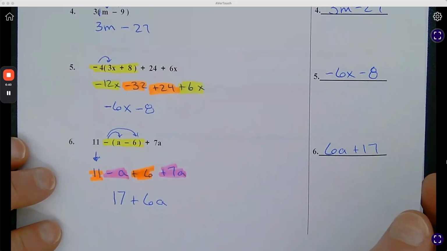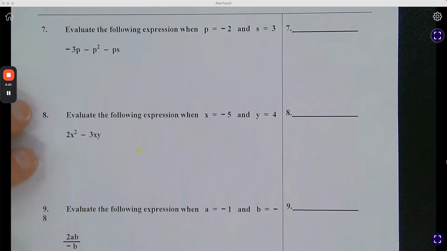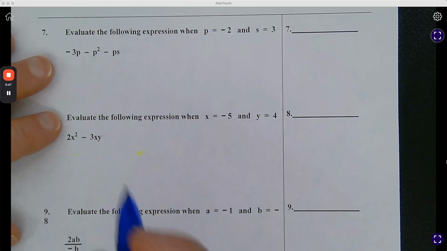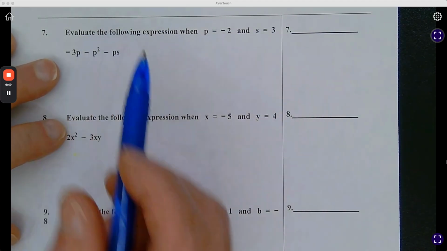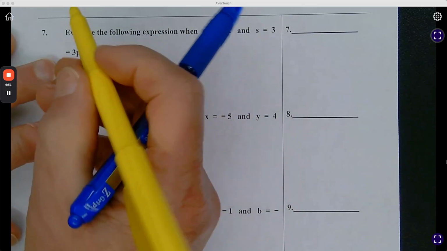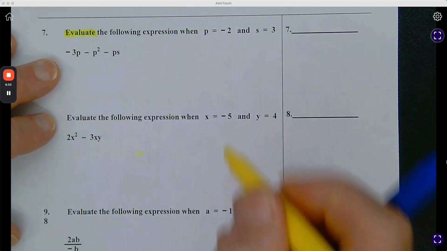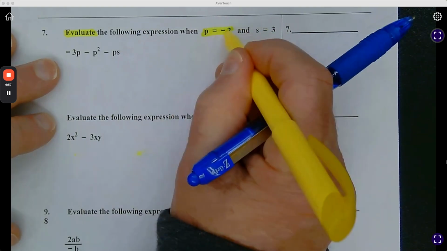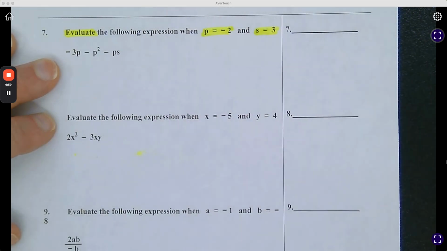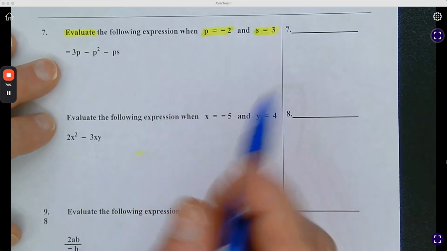I hope you did good on that one. Let's see how you did on the rest, all right? This is called a variable expression because it has variables in it. When you see this word right here, evaluate, that means you're going to have to substitute in some values and simplify. The values you're going to substitute in are negative 2 for P and 3 for S.